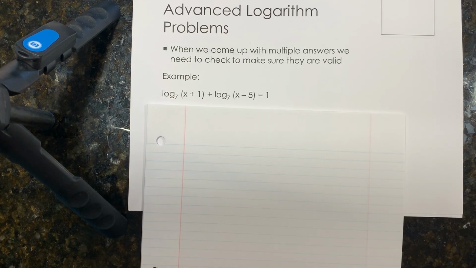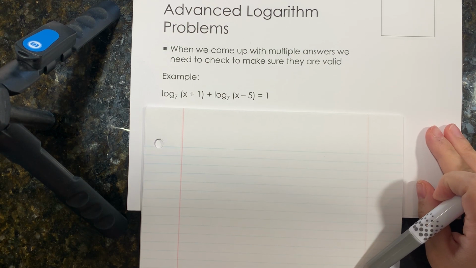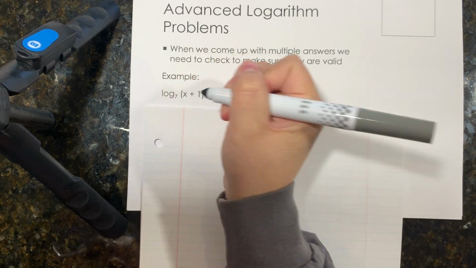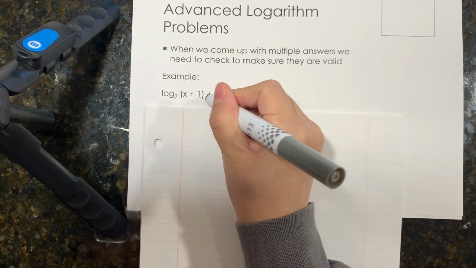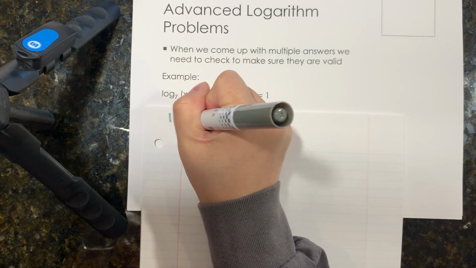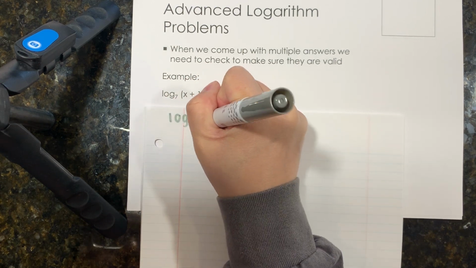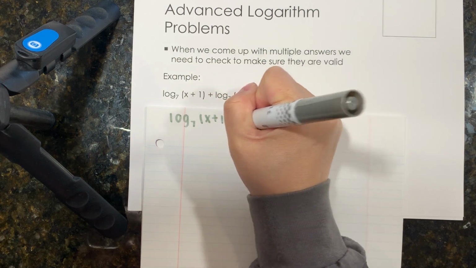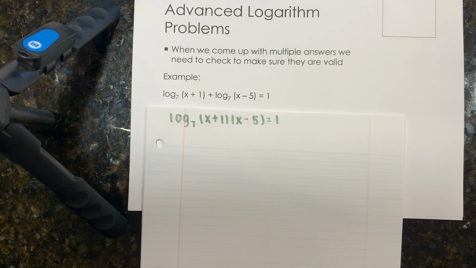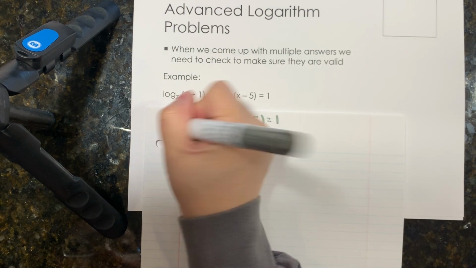And in some cases, this may involve us having to use the quadratic formula to solve or other means of solving. So I'm going to first look and see that there's a plus sign between my two logarithms, which means that I'm going to need to multiply those two variables together. So x plus 1 times x minus 5 is equal to 1. Once I've combined these, I can get rid of the logarithm by raising both sides to the power of 7.